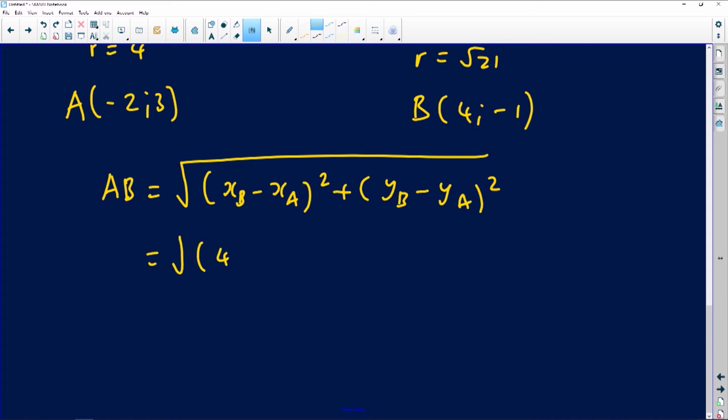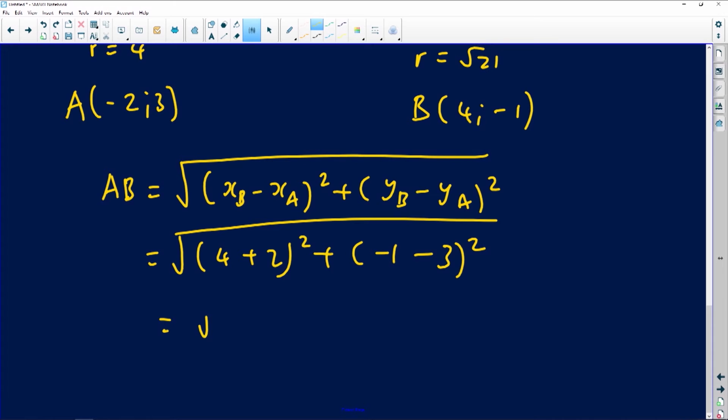So x2 is 4 minus negative 2. That's going to be plus 2 squared. And for the y's, I've got negative 1 minus 3, with a square. The answer to this is going to be 6 squared, which is 36. Add that to 4 squared, which is 16. If you sum those up, it's actually 52, not 55. So the answer is going to be the square root of 52.